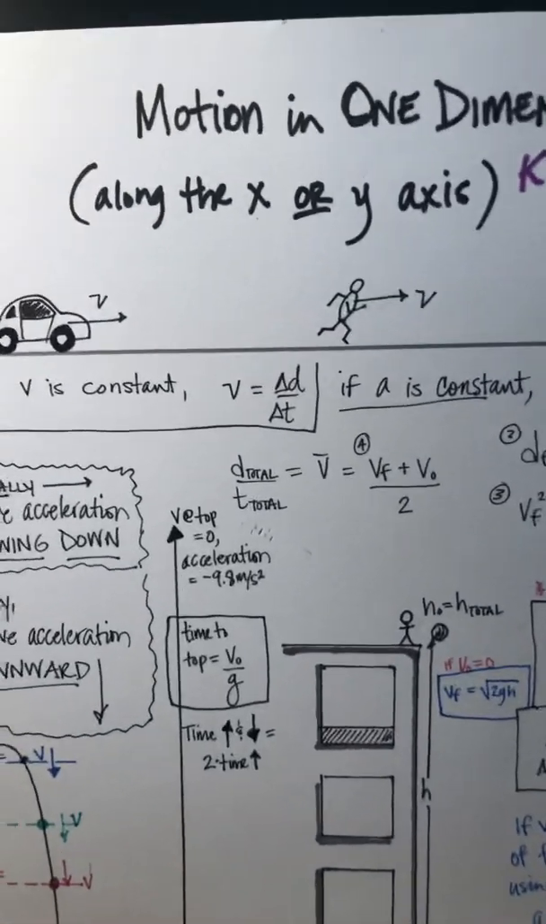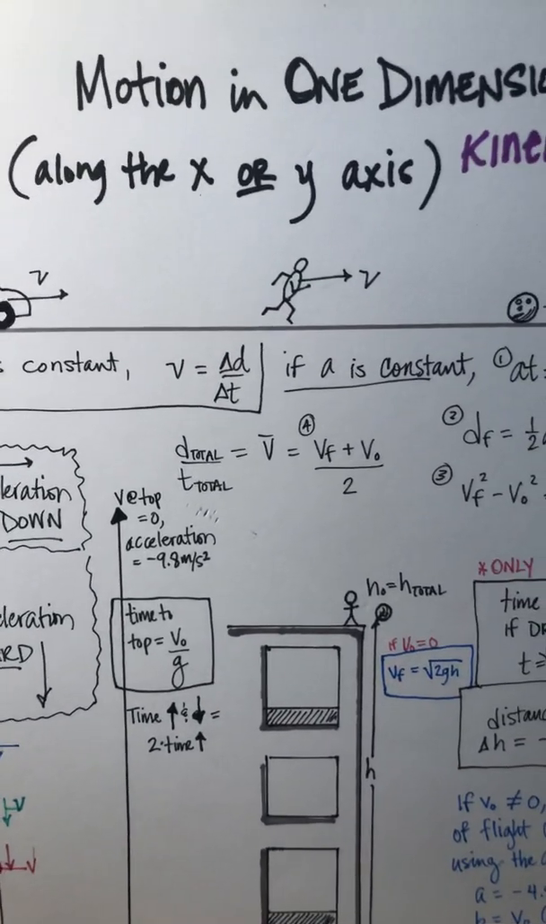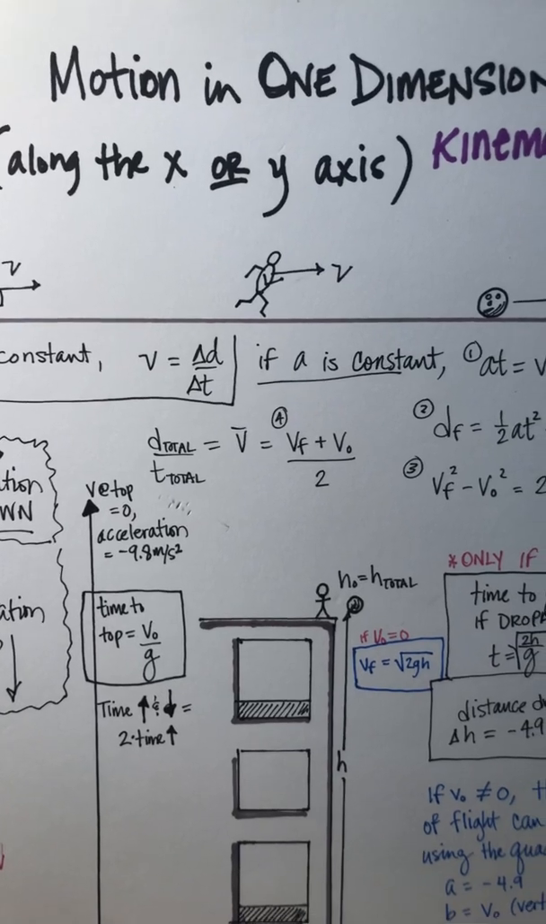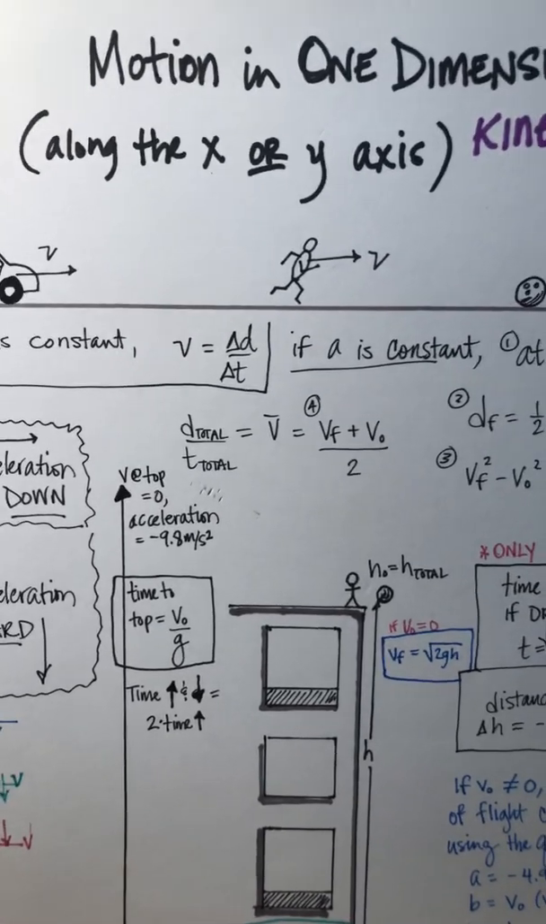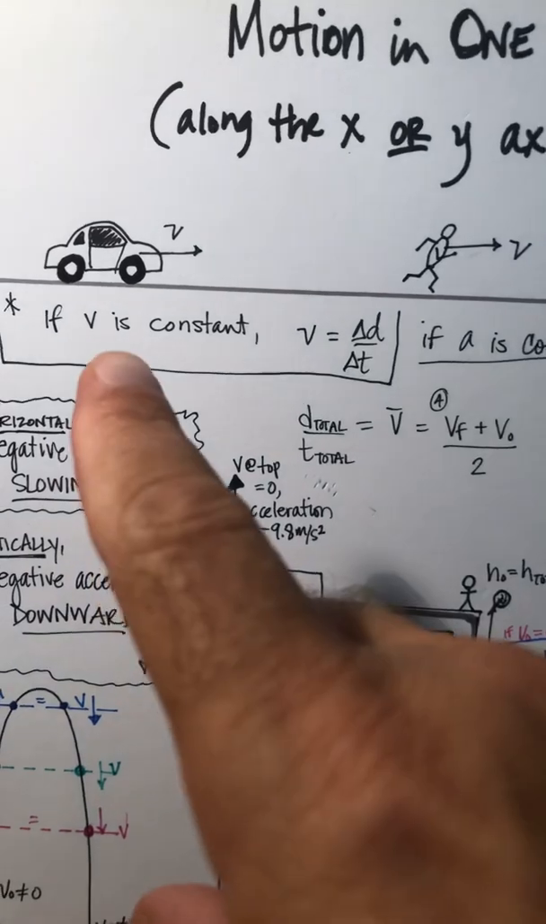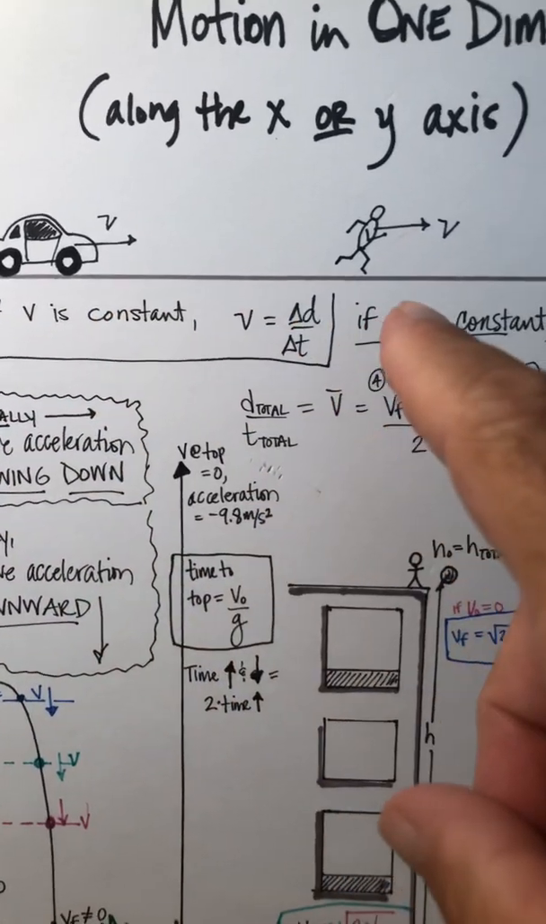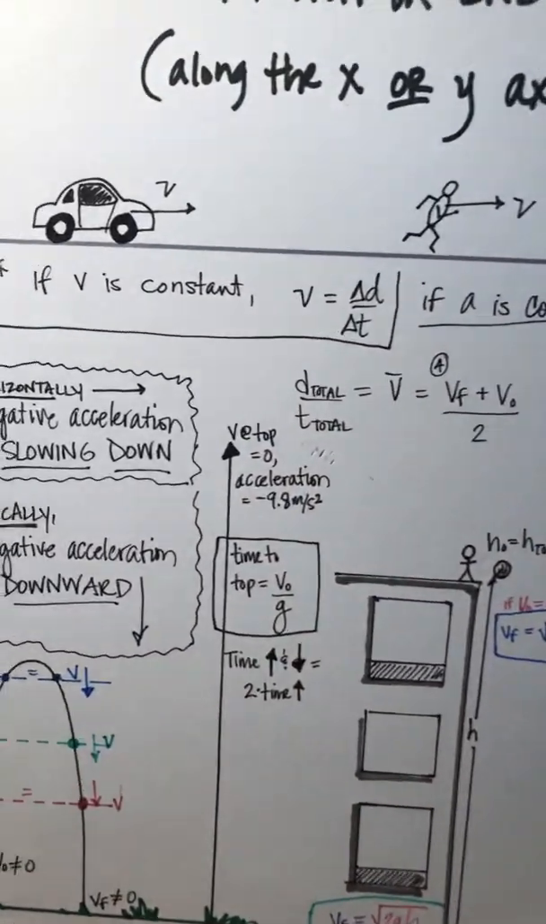All right, this is the first of a few videos on physics formulas and topics. So this topic is motion in one dimension along the x or y axis. We're talking about, like, a car going along, a person running, a bowling ball rolling, for example.